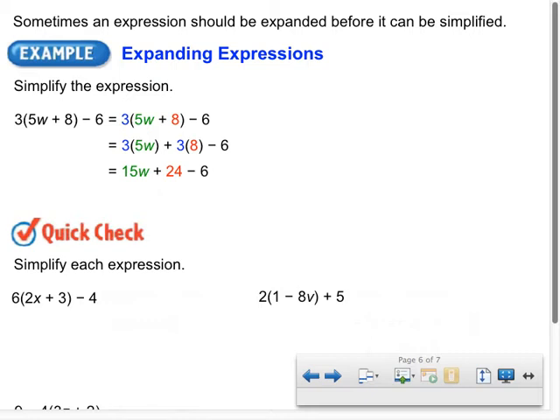Okay, so very good. So let me pause you. A number of students earlier today stopped at this point and they weren't done. They didn't recognize that they had these two numbers. They don't have a variable, but they are like terms, their numbers. So go ahead. What's the final answer going to be? It's 15W plus 18. Right.